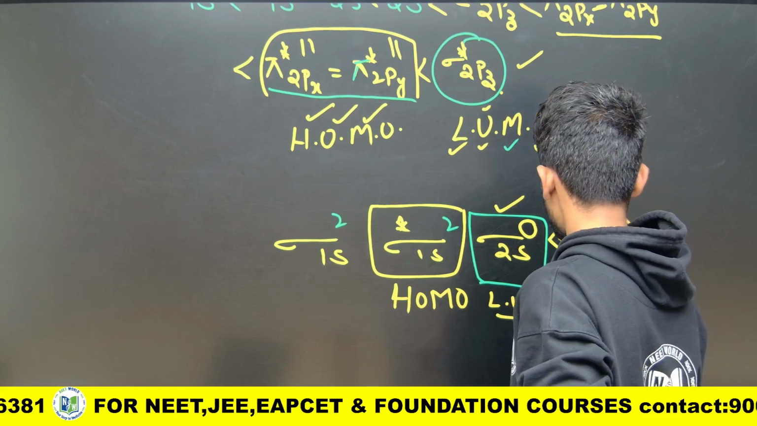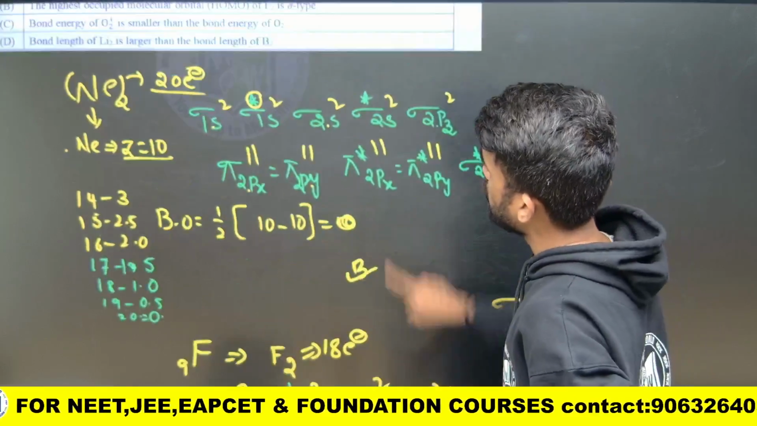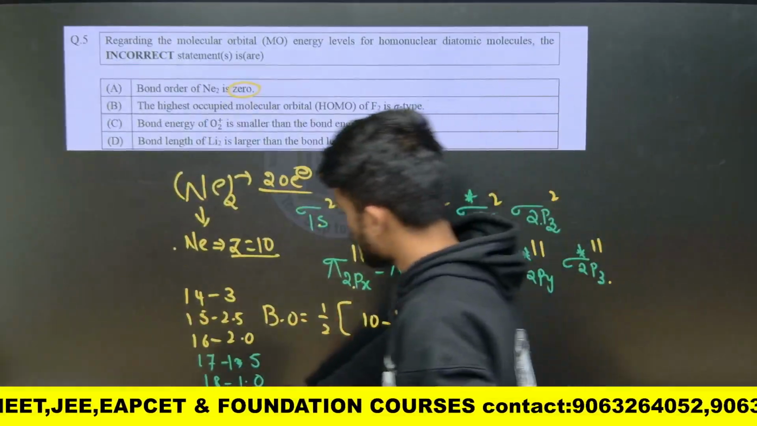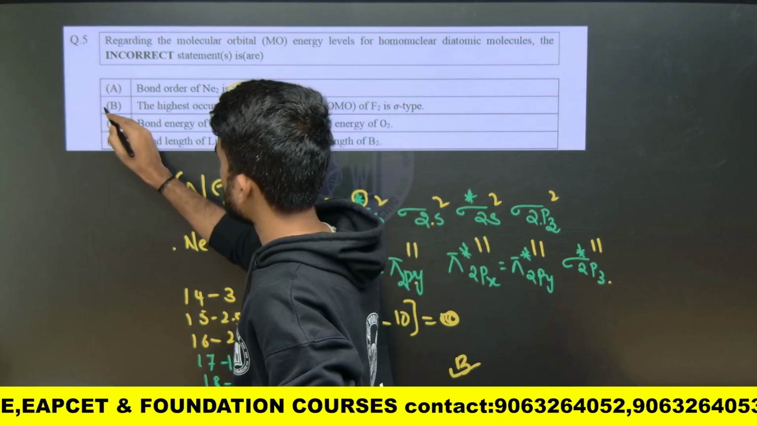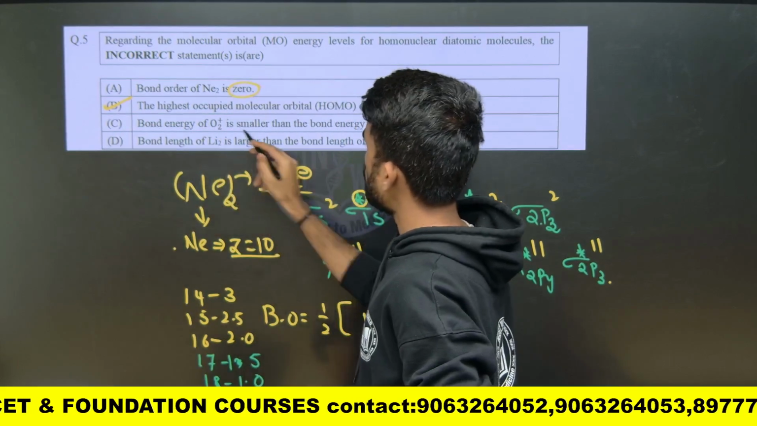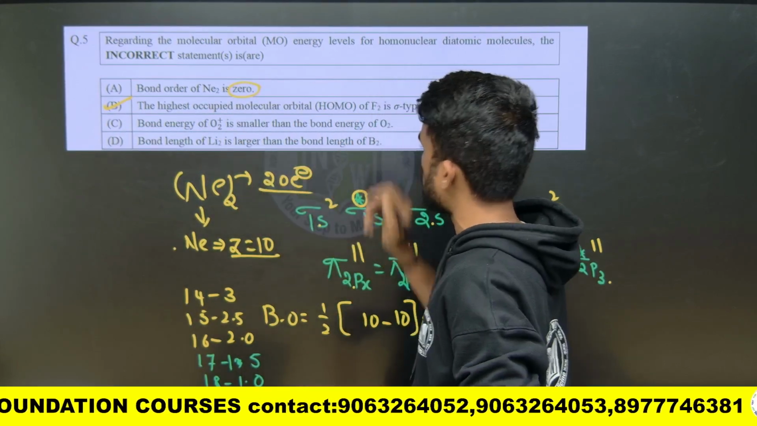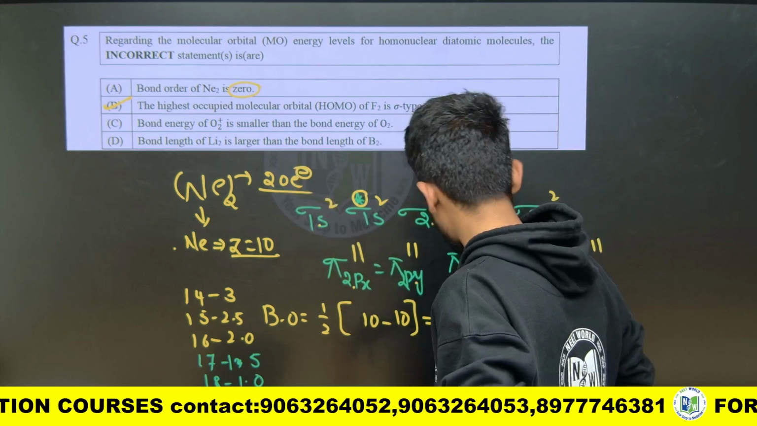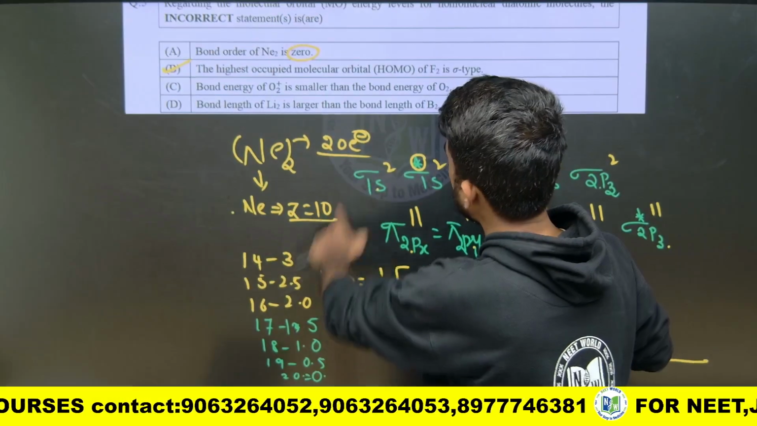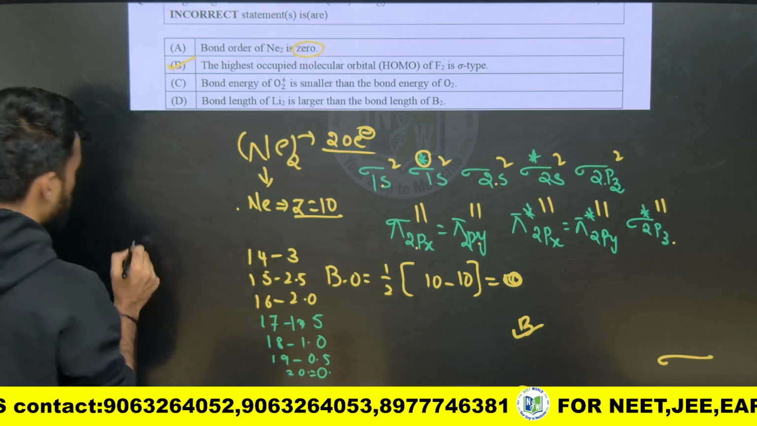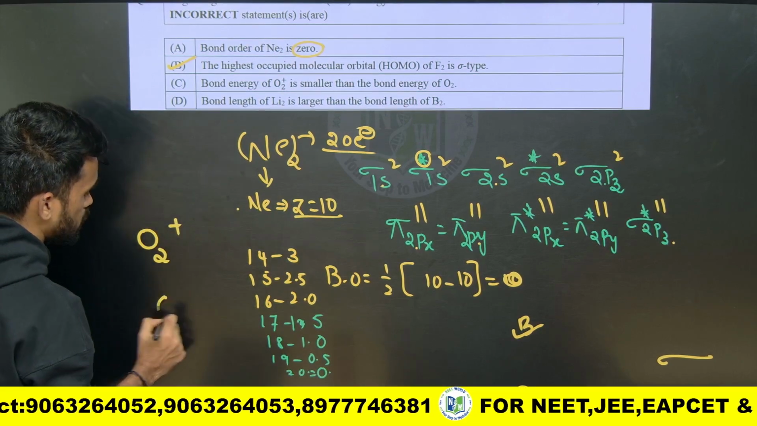Yeah. So option B is incorrect. We need to choose that. The bond energy of O2 plus is smaller than the bond energy of O2. See O2 plus, whatever the trick I have told you, based on this we can solve. They have given O2 plus and they have mentioned also O2.